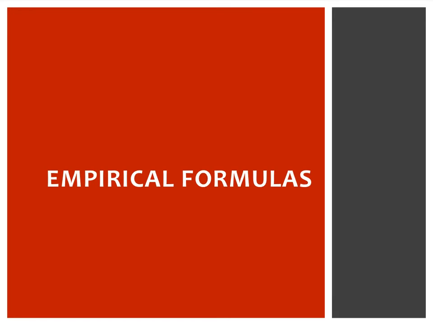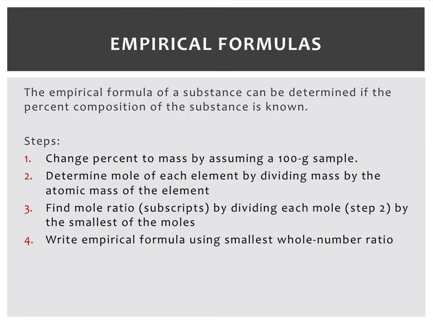All right, now we're going to get into the trickier side of these calculations, and we're going to start with empirical formulas. This one's a bit of a doozy. Okay, so we need to know the percent compositions of each element before we could even derive the empirical formula. And so we're going to change each percent to mass by assuming a 100 gram sample. So you just drop the percentage and throw in a gram. Number 2, determine moles of each element by dividing mass by the atomic mass of the element. Okay, simple so far. Number 3, find the mole ratio by dividing each mole value from step 2 by the smallest of the moles. And then 4, write the empirical formula using the smallest whole number ratio.